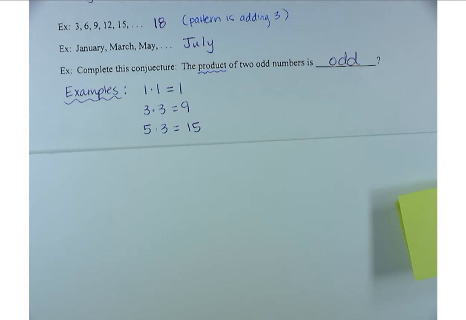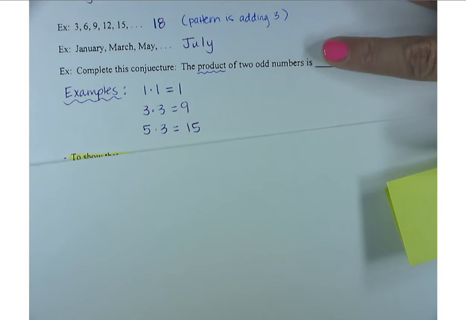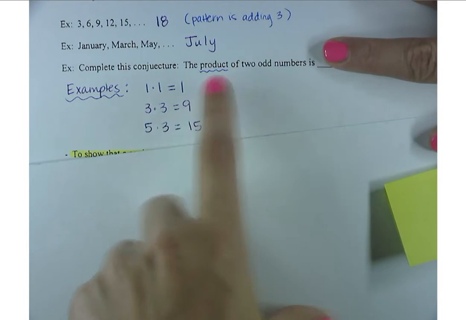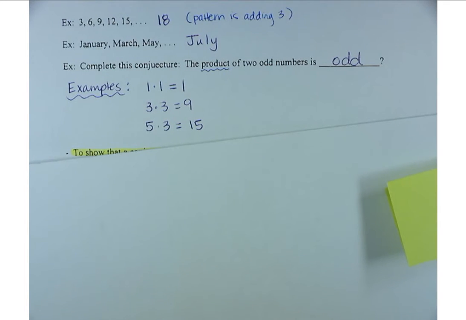Okay, so when you're doing this for your homework, instead of filling out this box first, you probably want to do the examples first, right? So start finding the product. When it says product, do we know what that means? Multiplication. Yep, it's the result of a multiplication problem.